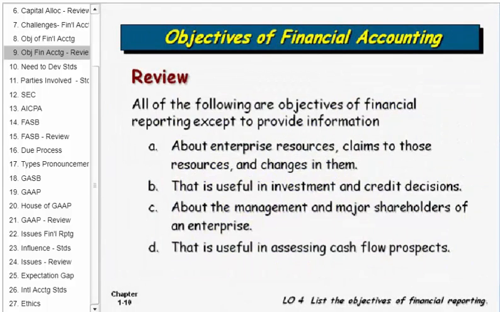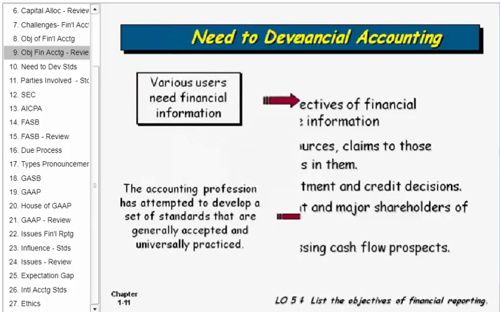All right, so to review, all of the following are objectives of financial reporting except to provide information, A, about enterprise resources, claims to those resources and changes in them, B, that is useful in investment and credit decisions, C, about the management and major shareholders of an enterprise, and D, that is useful in assessing cash flow prospects. Okay, and the only one that wasn't covered was information about the management and major shareholders of an enterprise. That's not one of the objectives of financial accounting.